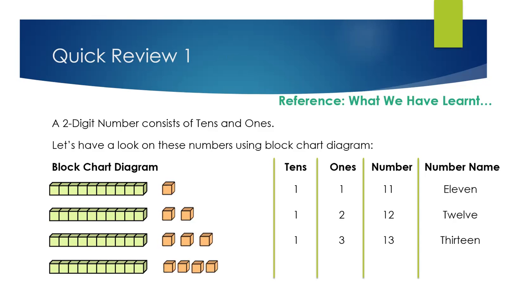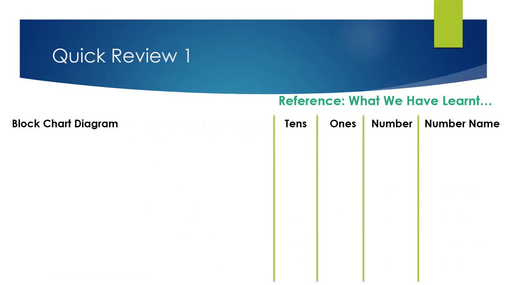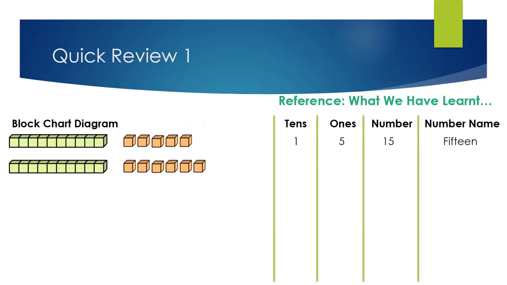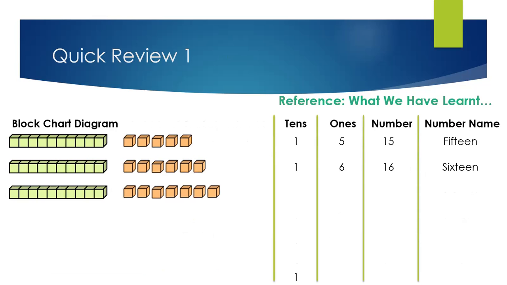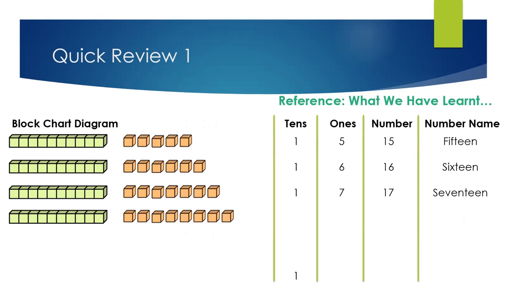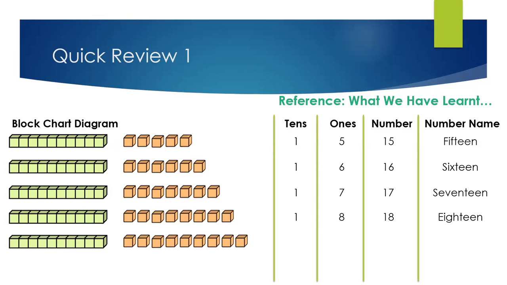Now here comes the number with 1 tens and 4 ones. The tens are 1, the ones are 4, and the number is 14. Now here is a number 15 consisting of 1 tens, 5 ones. Similarly, here we have 16 consisting of 1 tens, 6 ones. And here we have 17, 1 tens, 7 ones. And here we have 18, 1 tens, 8 ones. And next we have 19 as 1 tens, 9 ones.